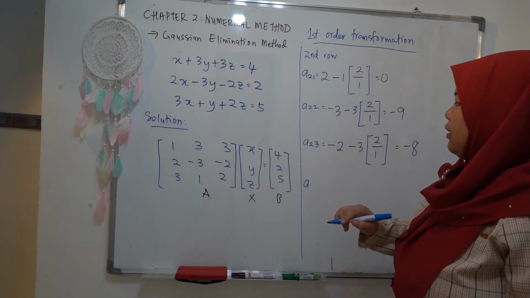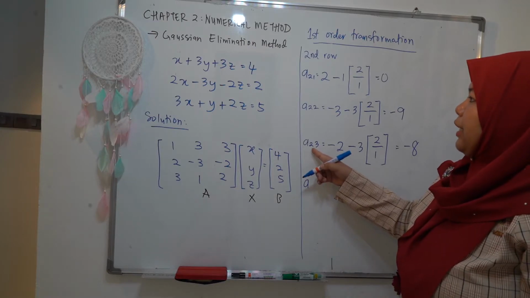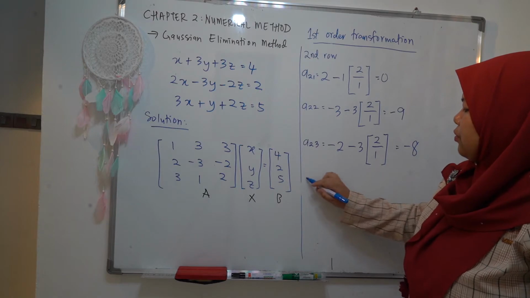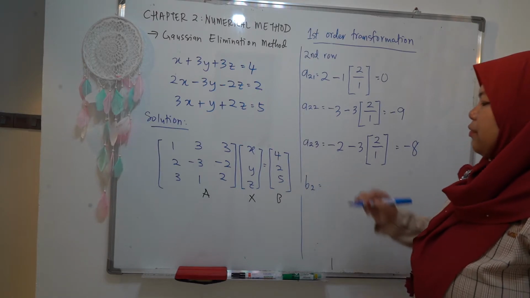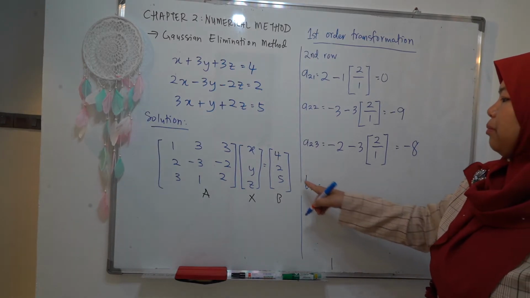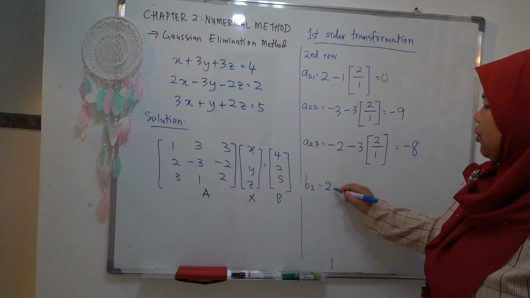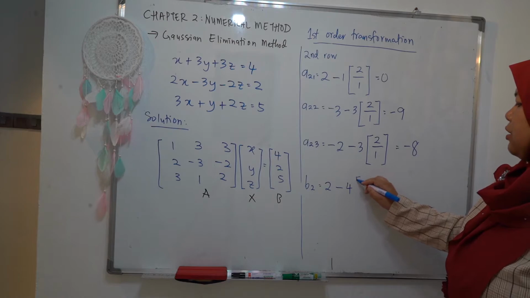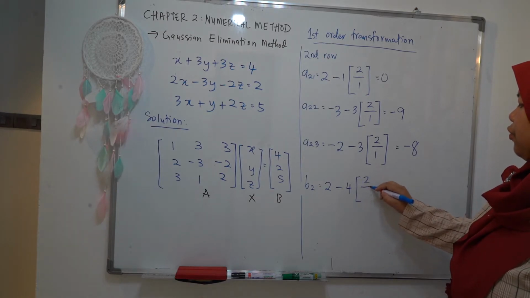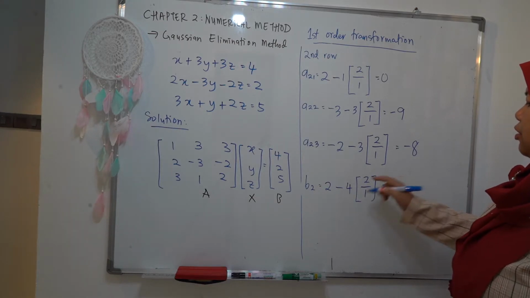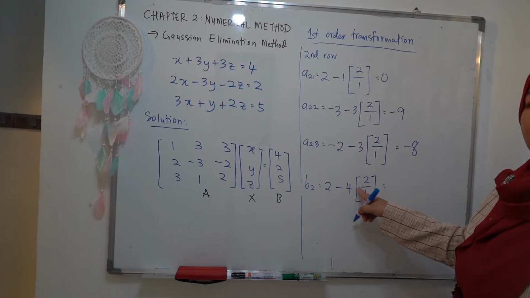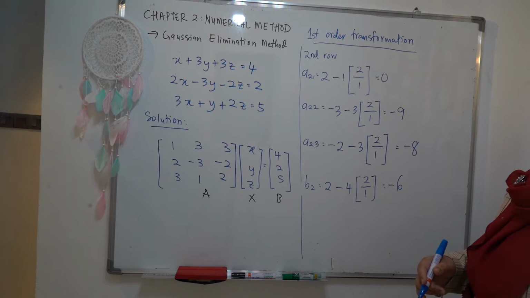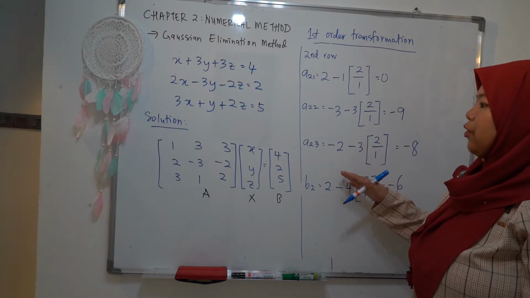After A23 is B2. For B2, 2 minus 4 times 2 over 1, so 2 minus 8. So I get negative 6. So this is the second row.